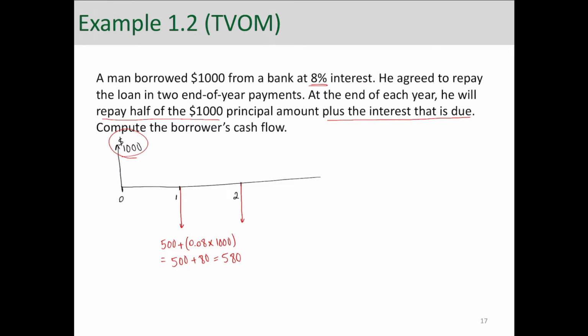But what happens at the end of year 2 is that he will pay another half of the principal, another 500, and then the interest on the money that he borrowed for the second year. For the second year, he is again paying 8% interest on the money that he borrowed in that time frame. In that time frame, he's borrowing $500 because he paid off the first $500. So 8% times $500. So he's paying back $540. So $540 and $580 is what he will be repaying in year 2 and year 1. So this is the cash flow of this problem.